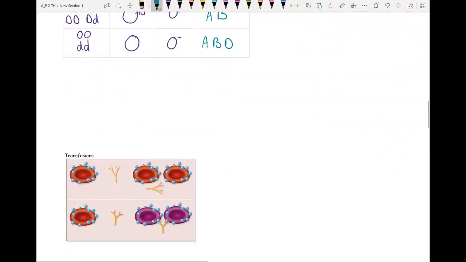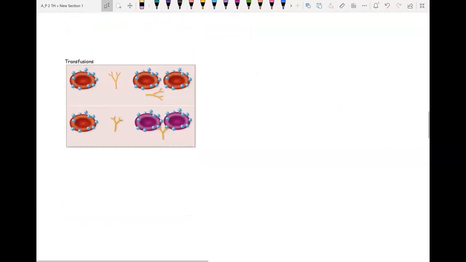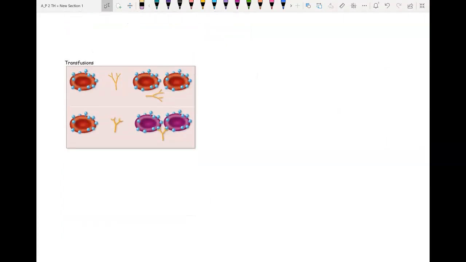Antibodies are important when it comes to doing transfusions. So transfusion, when you put blood from one person to another, and a lot of times you need to do this in order to save somebody's life. This is the antibody. These are the antigen. In this case, notice the antibody does not match the antigen. So here, see this is a triangle shape, and these are round. So in the top one here, we have no match. This lock and this key do not go together.